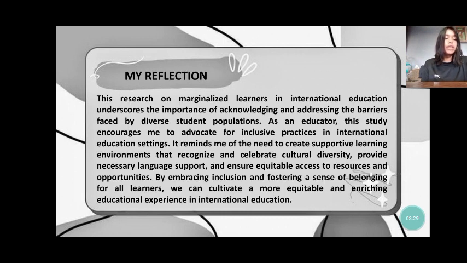Last is my reflection in this research. This research on marginalized learners in international education underscores the importance of acknowledging and addressing the barriers faced by diverse student populations. As a future educator, this study encourages me to advocate for inclusive practices in international education settings.